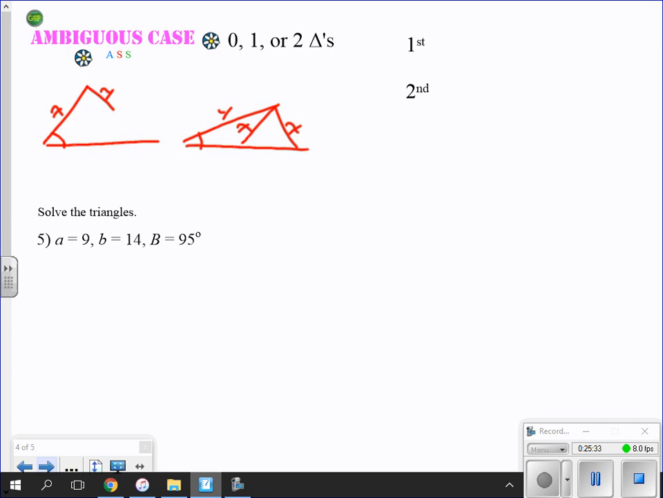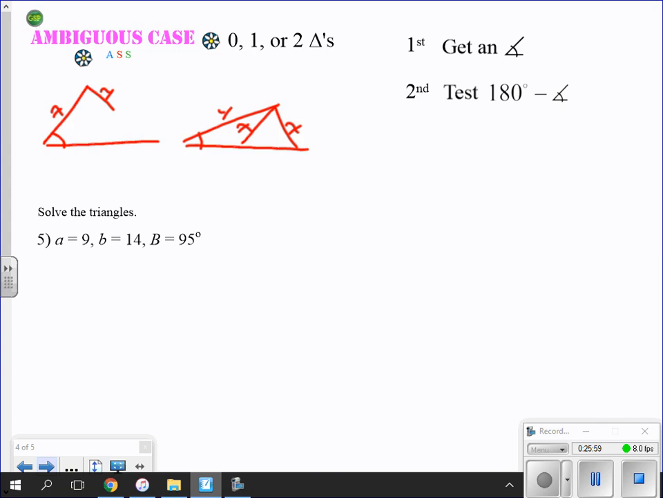How do you figure out what to do? Well, first thing you do is you get an angle. You use the law of sines to find an angle. And then you test 180 degrees minus that angle found to see if you have another possibility or not.